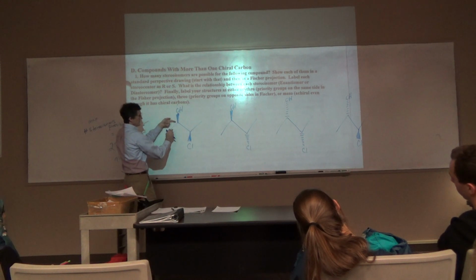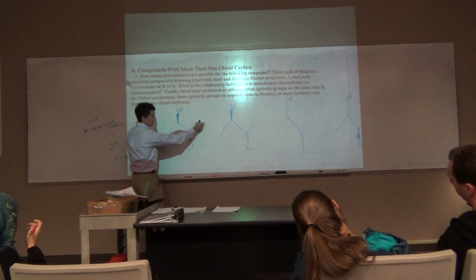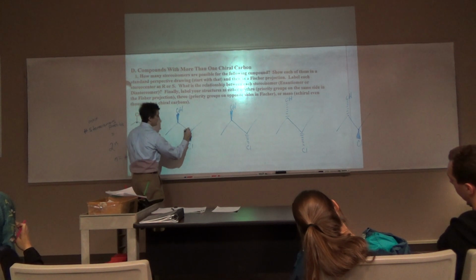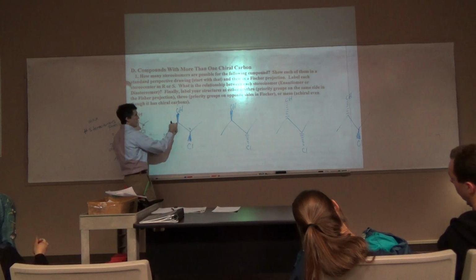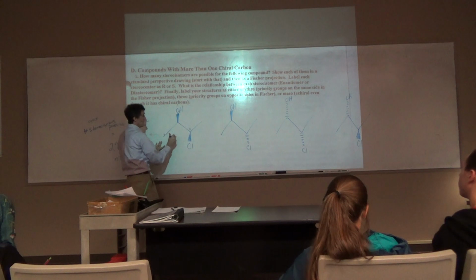Oxygen 1, carbon to carbon. Carbon on right or left? We look at what's attached to the carbon. This carbon has H's attached. This carbon has a chlorine and a carbon. So which carbon is high priority? Need to know how to do that. 2, 3. H is in the back. So what is this? R.